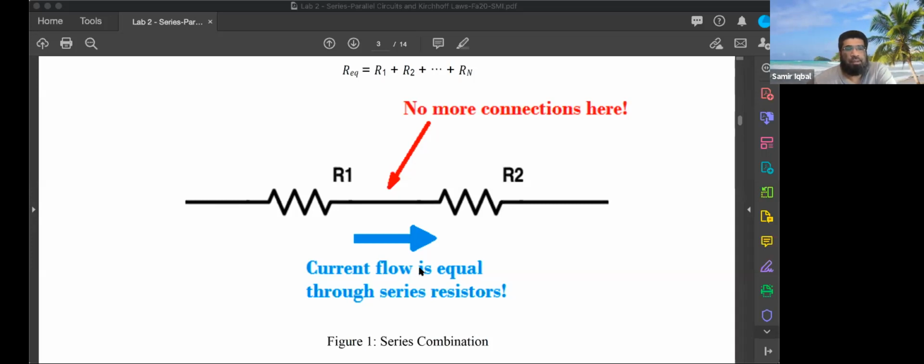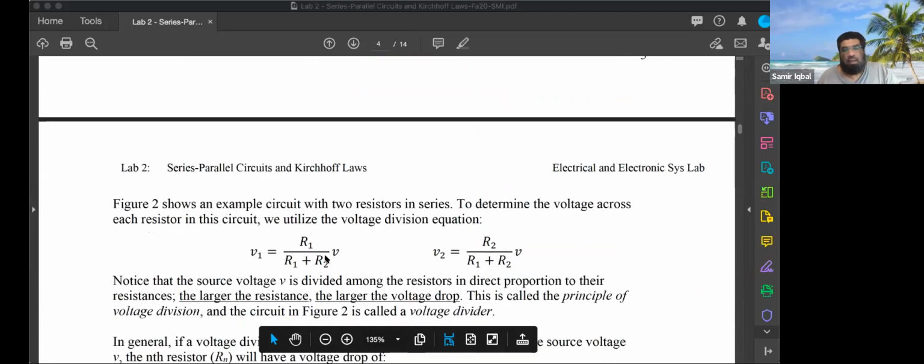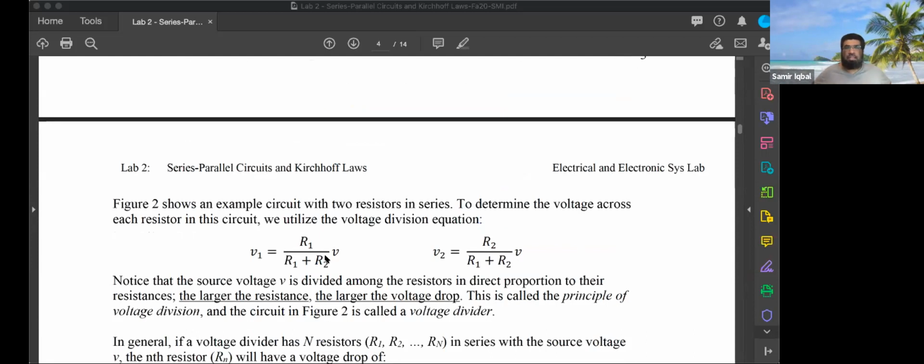So I would say it's like nutrition, right? A big guy needs more nutrition, a small guy needs less nutrition. So bigger resistance will consume more voltage, smaller resistance will consume less voltage. But how do I calculate? We use a simple formula which we know from mathematics, ratio and proportion. It's nothing more than just ratio and proportion.